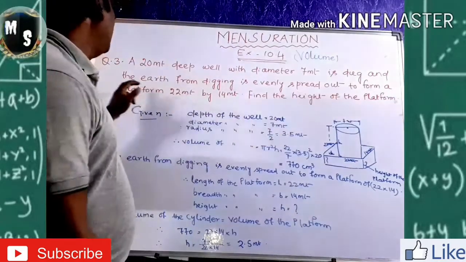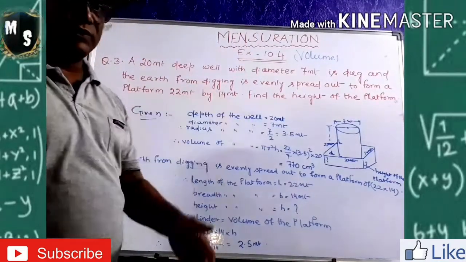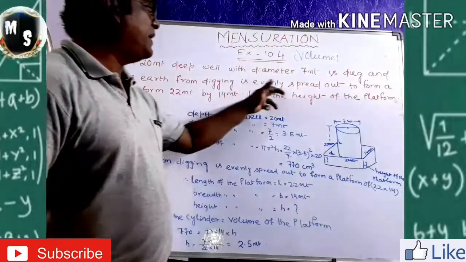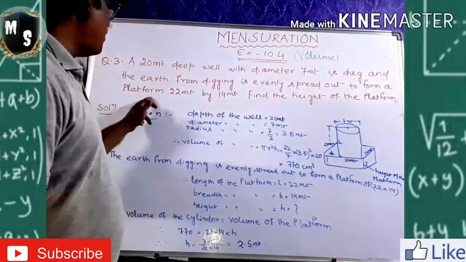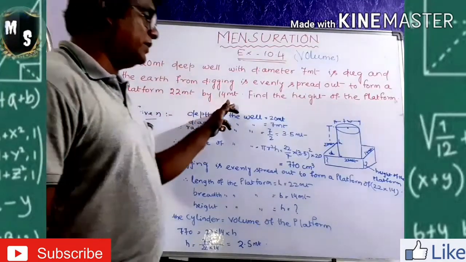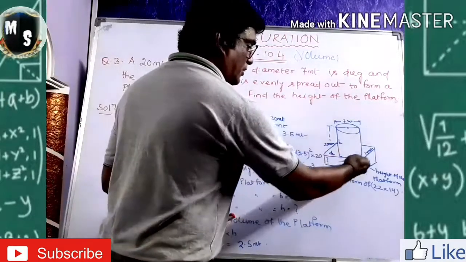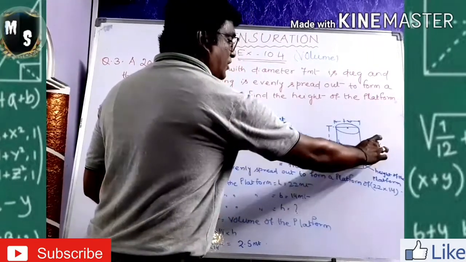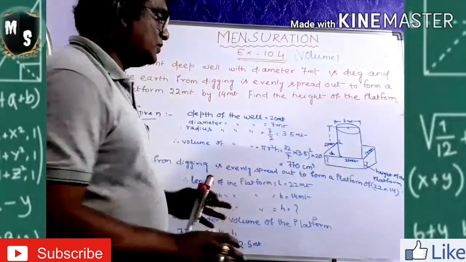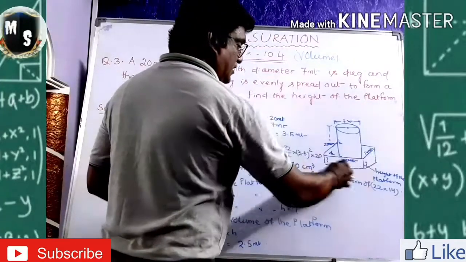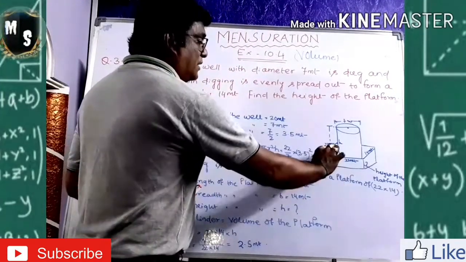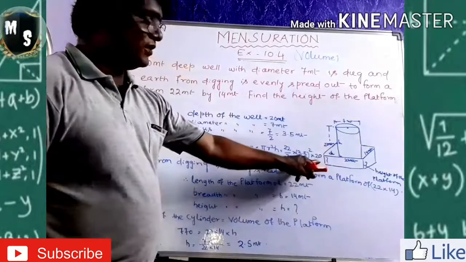And the earth from digging, the soil that came from the digging, is spread out to form a platform 22 meter by 14 meter. So you are right now spreading this soil by making a platform of 22 meter length and 14 meter breadth. So it is a cuboid now. See, it is a combination of a cylinder and a cuboid. What is he asking you? He is asking you the height of the cuboid.